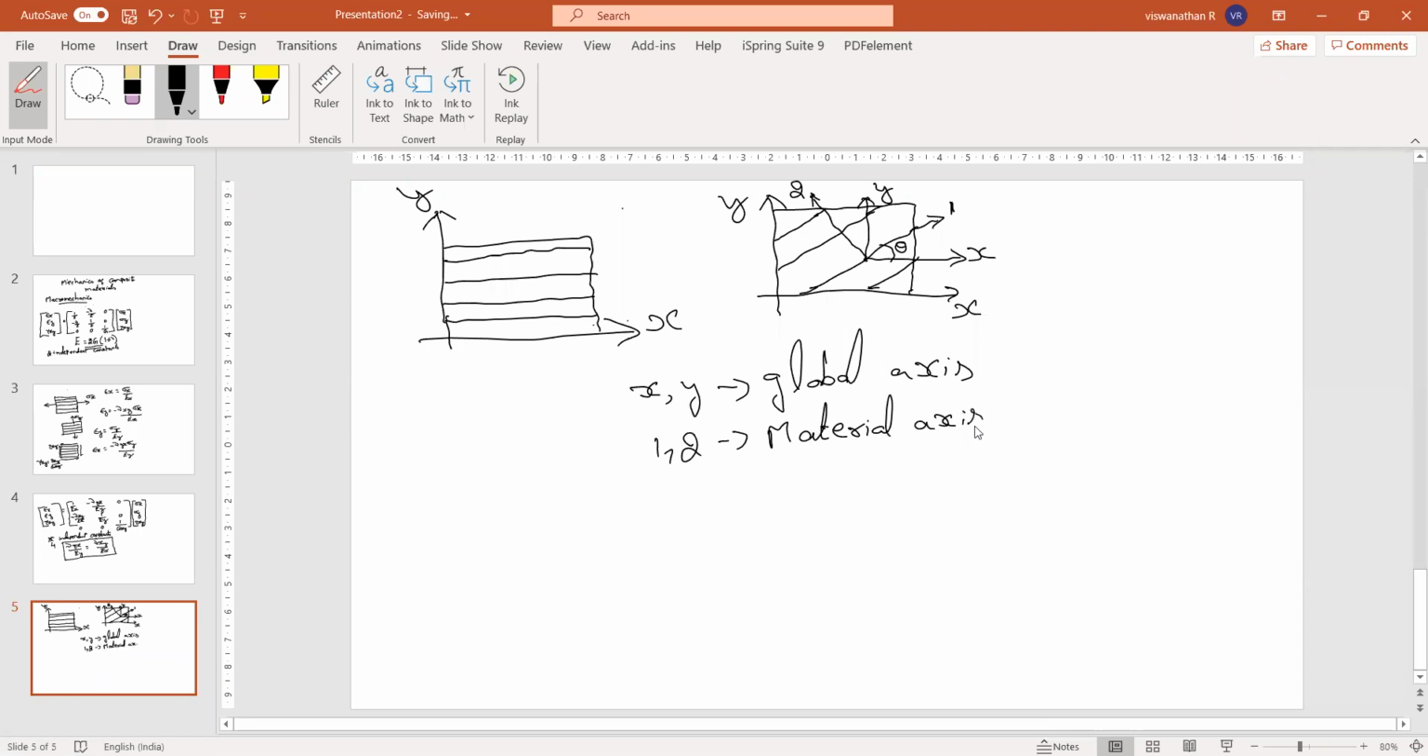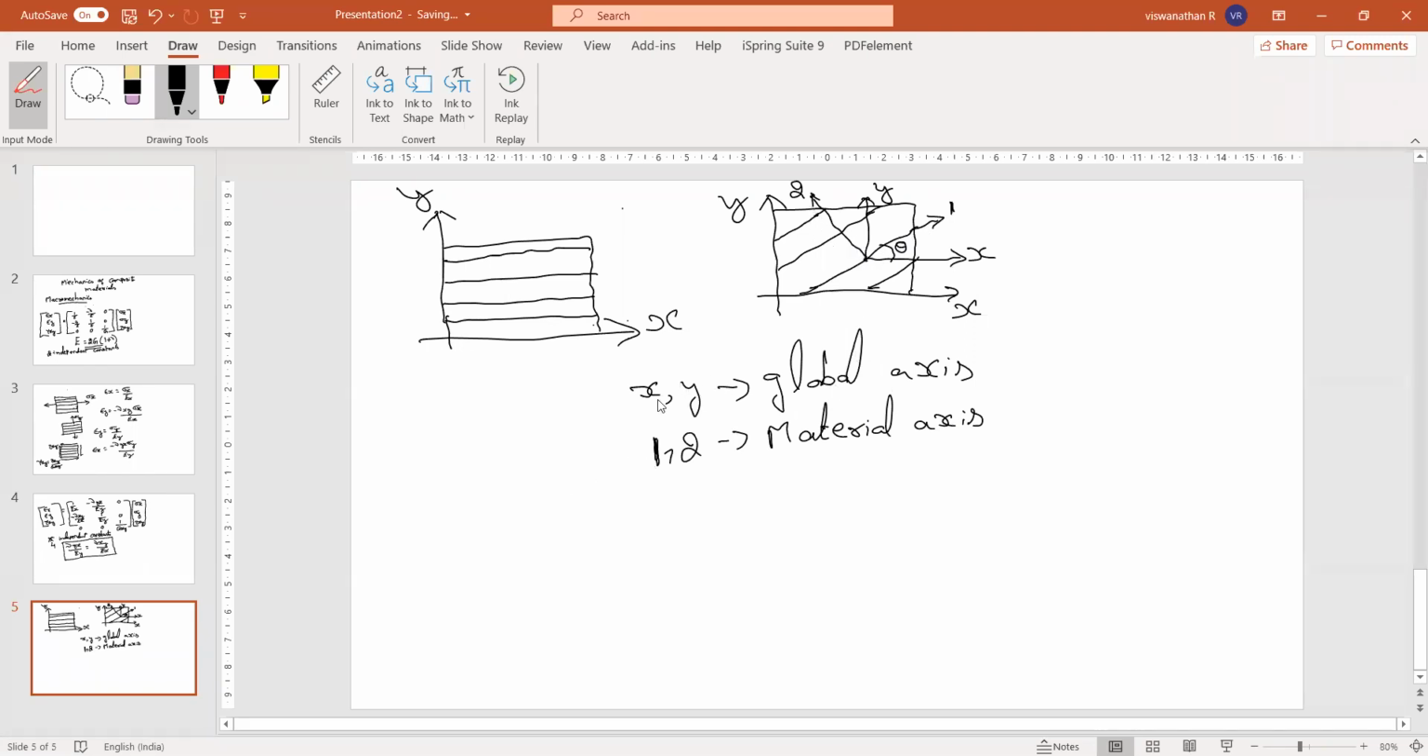Material axis. So why are 1 and 2 called the material axis? Because 1 and 2 represent the fiber direction. It is related with the material. So 1 is the direction of the fiber, 2 is the direction perpendicular to the fiber.